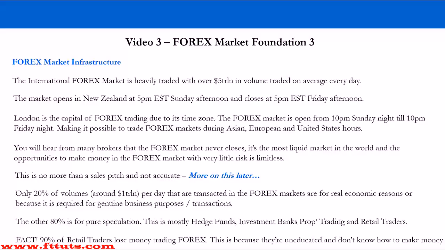But when we break down the volumes, only 20% of volume, so about $1 trillion per day, and I say only, still obviously a lot of volume transacted, but $1 trillion out of the $5 trillion per day in the Forex markets, it's estimated is for real economic reasons or business reasons. And this is against a backdrop of around 80% of Forex transactions, so around $4 trillion a day globally, which is based purely on speculation. And this breaks down mostly into hedge funds and investment bank prop trading desks, but also retail traders.